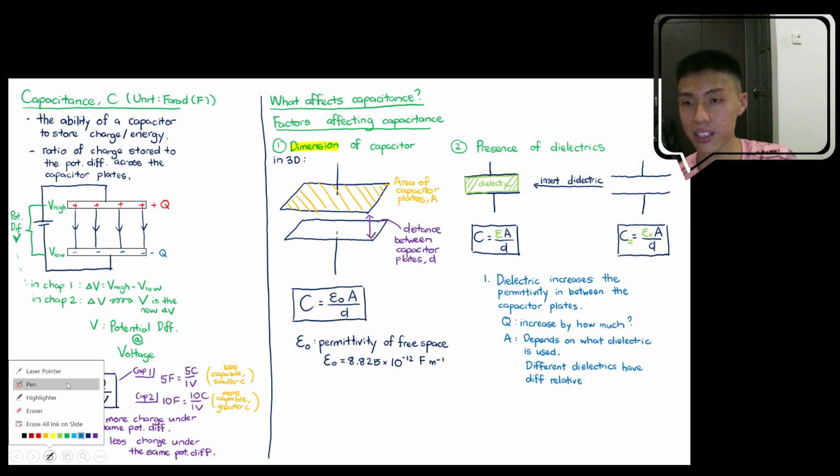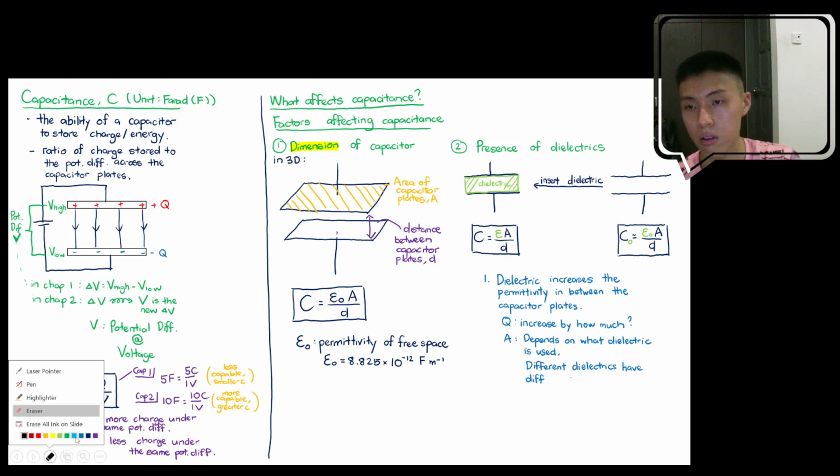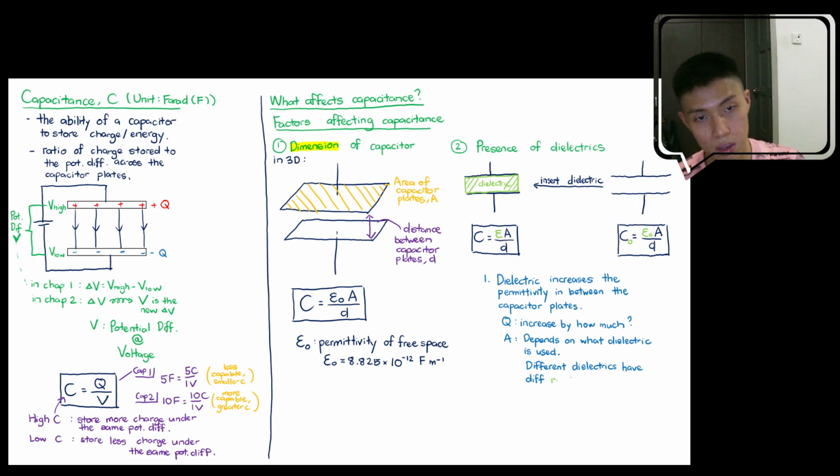And the symbol for relative permittivity is called epsilon r. Okay. So what does it mean by increase by how much? It depends on what dielectric is used. Different dielectrics have different relative permittivity.